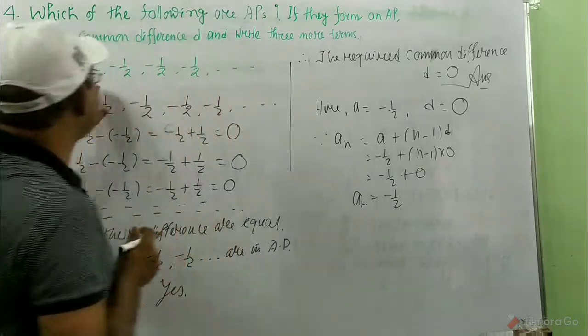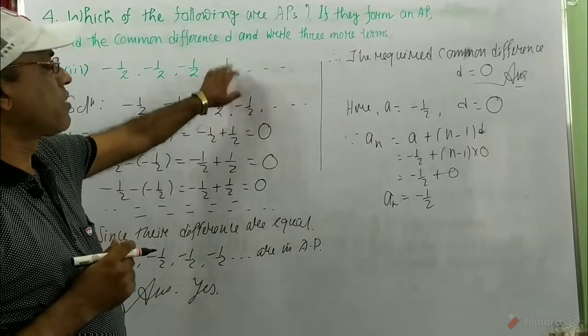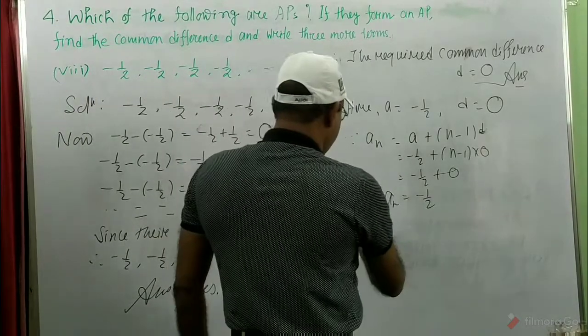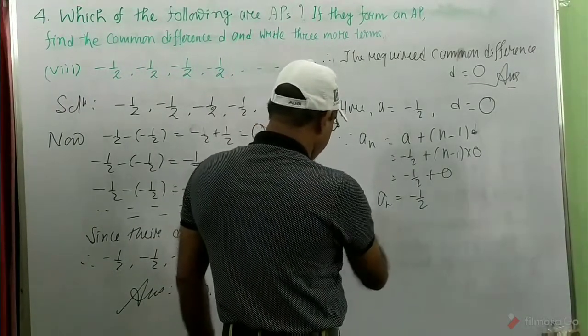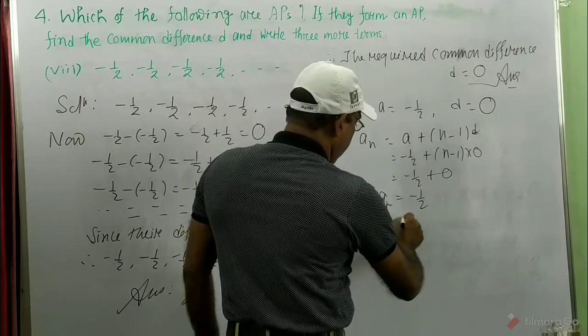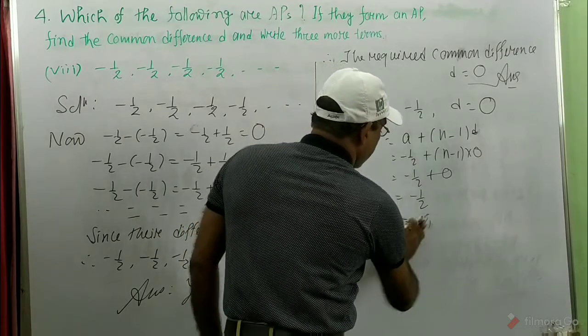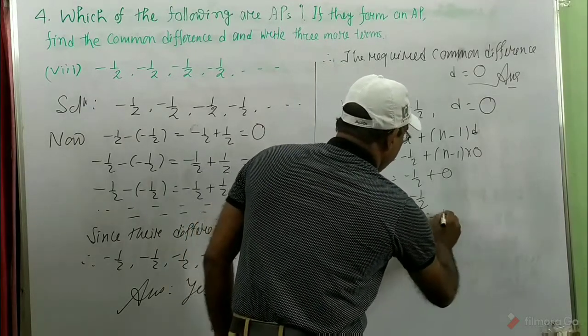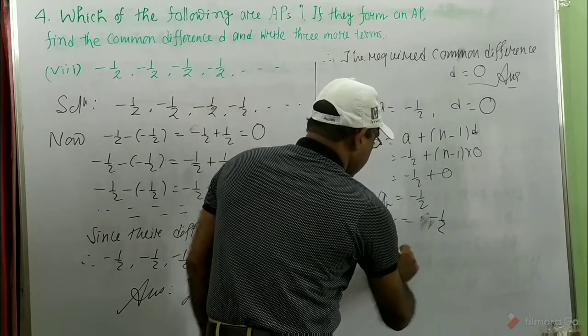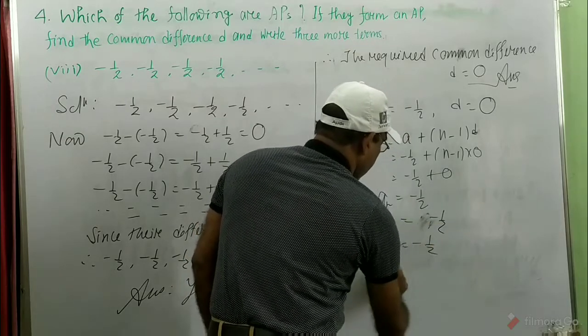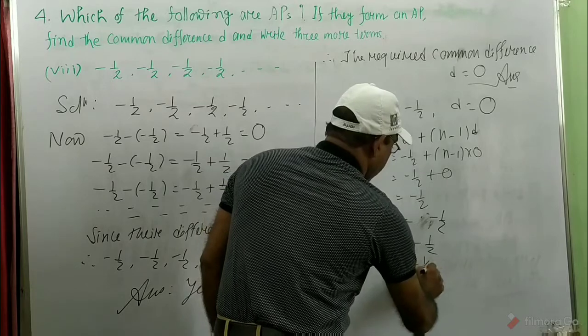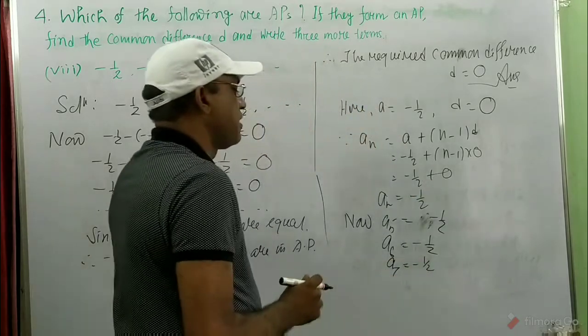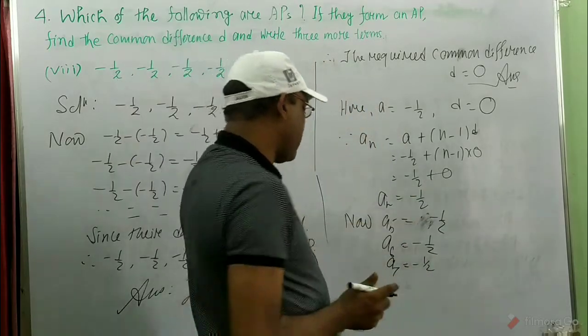So up to 4 terms given, 1, 2, 3, 4. Now fifth term we have to find. Now A5 equal to minus half. A6 equal to minus half. A7 equal to minus half. This is fixed. Minus half. Remaining terms are minus half.